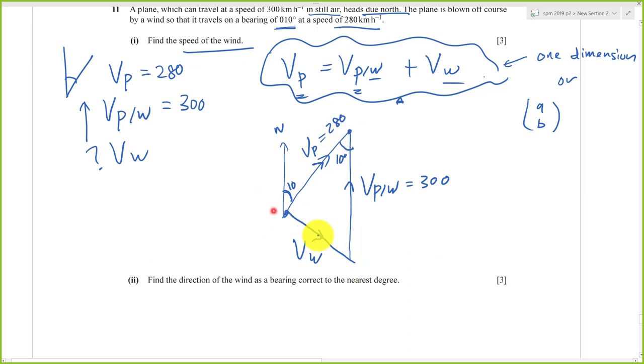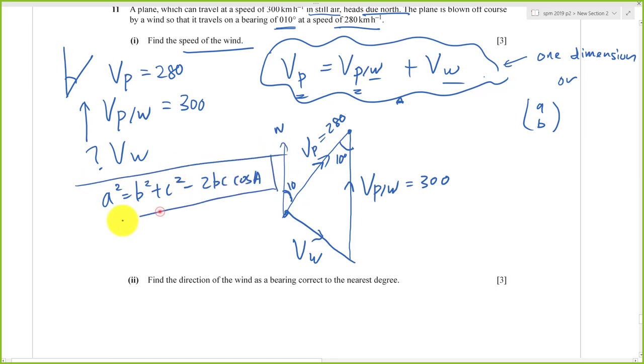Do you see this triangle? You have two sides and one angle in between. You want to find the length of the opposite side. What rule will you use? You use the cosine rule, isn't it? So do you remember this formula? A squared equals B squared plus C squared minus 2BC cos A. I said you need to use this trigonometry formula, right?